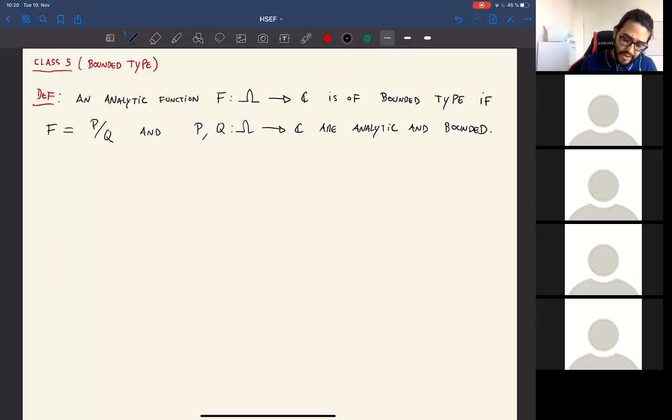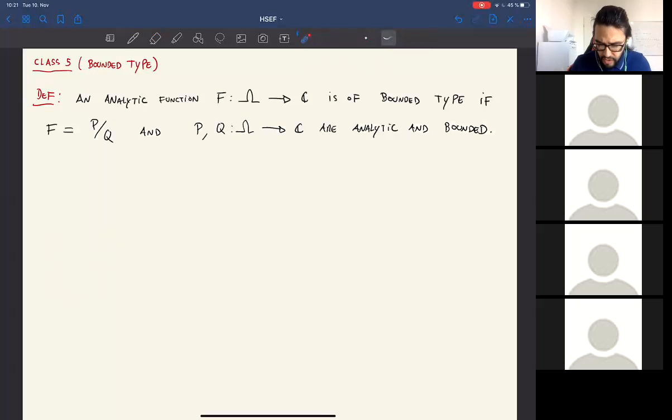For now, I'm defining it in a way that Q could have zeros. But if that's the case, then by the fact that f is analytic, that would mean that P has a zero at the same spot with multiplicity greater or equal. Okay, so that's the definition.